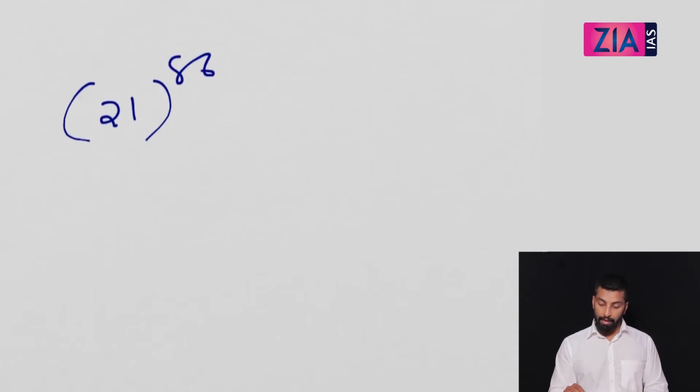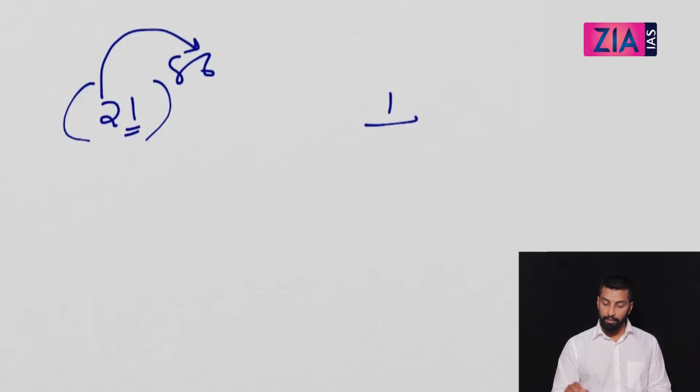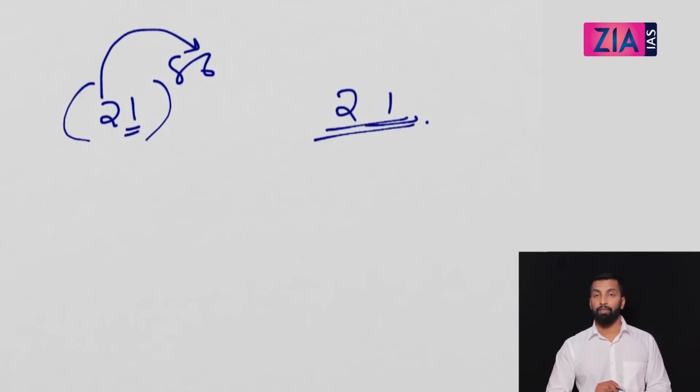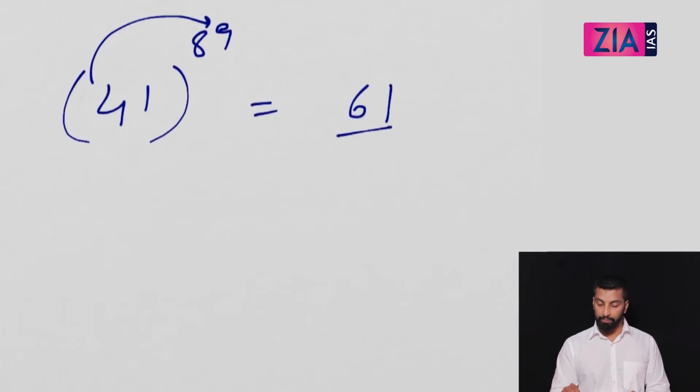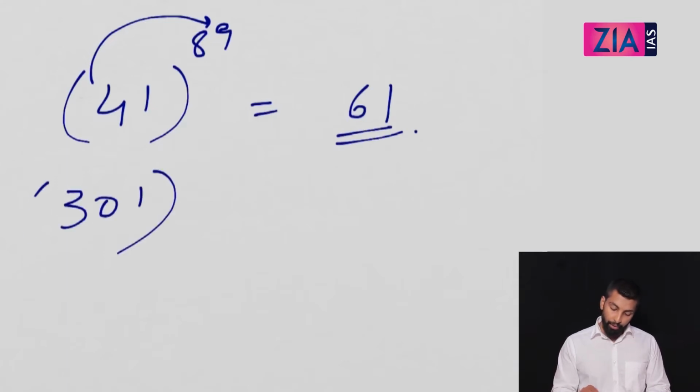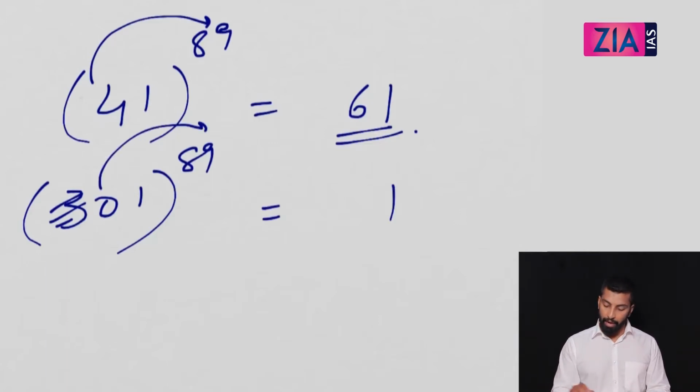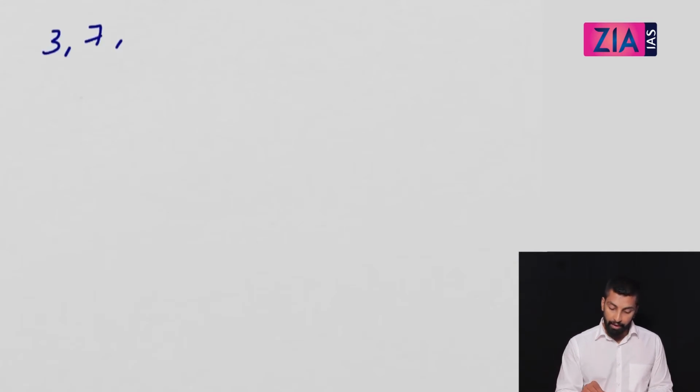So what about 21 raised to 86? The last digit will be 1 because the number is ending in 1. The previous digit will be 2 into 6, 12, that means 2, so 21. What about 41 raised to 89? The last digit will be 1. 4 into 9, 36, so 6. Now what about 301 raised to 89? This is not important. Number ending in 1, the last digit will be 1. 0 into 9, 0. Okay, now let's look at 3, 7, 9.